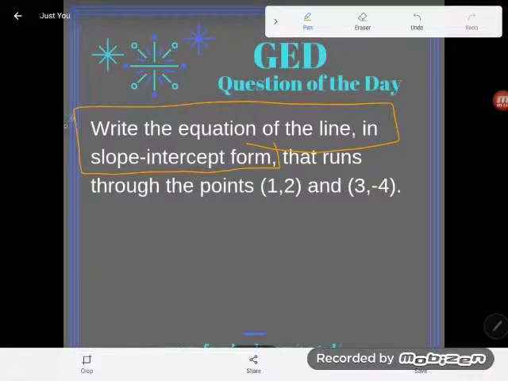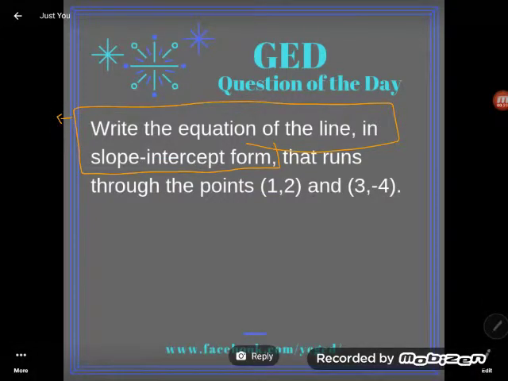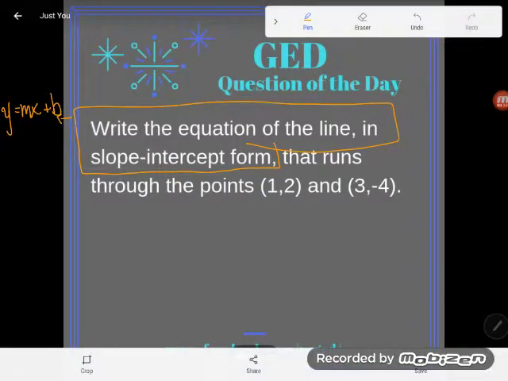I'll just remind you that you don't have to memorize the equation of a line in slope-intercept form, but you do have to know how to work with it. You don't have to memorize it because it's on your GED formula sheet. If you look it up, it says that y equals mx plus b is the equation of a line. But you do need to know what to do with it once you've got it.